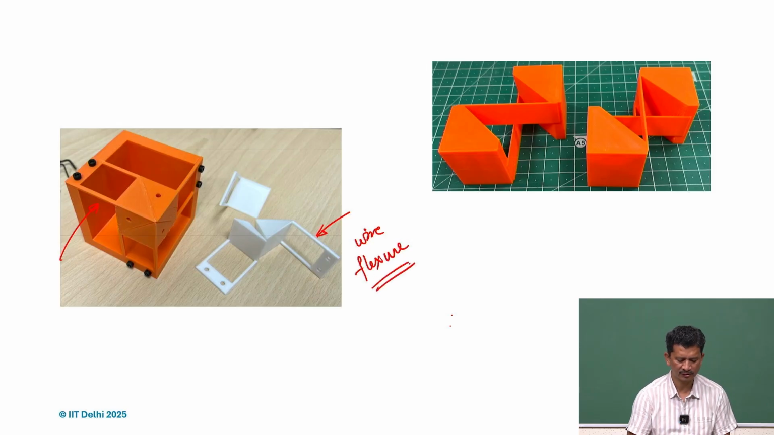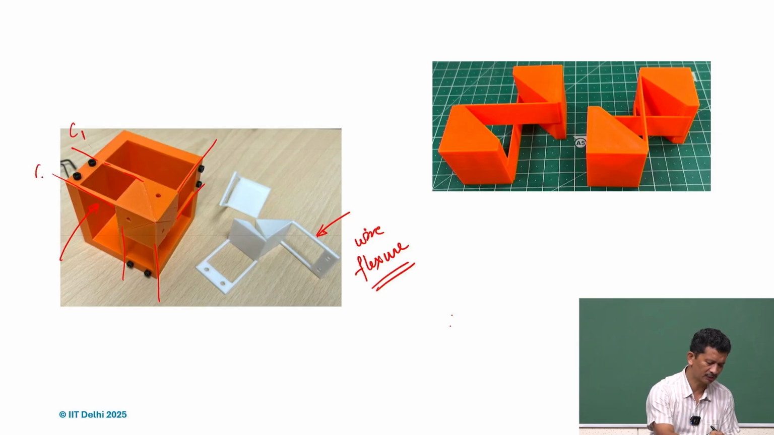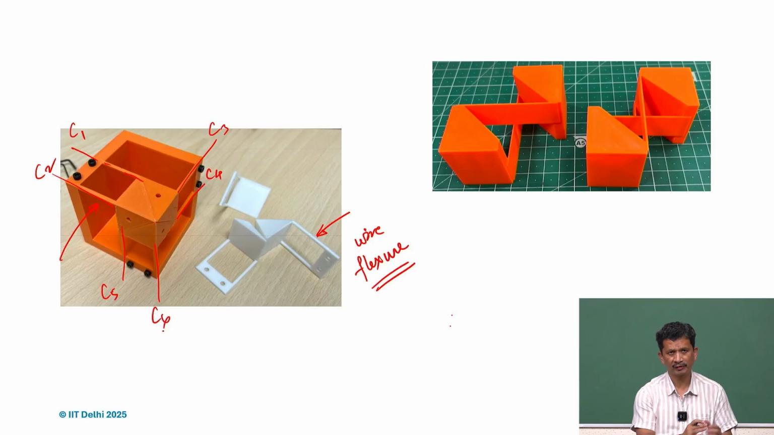So wire flexure, we understand that yes, under tension or compression, they have a very high stiffness. It's along the longitudinal direction, so EA by L, but the rest 5 degrees of freedom are there. So it constrains only one DOF. If we go by that principle, this is one arrangement. I just printed it out, so we can call it C1, C2, C3, C4, C5, C6. Here we can see that a total of 6 constraints are there.